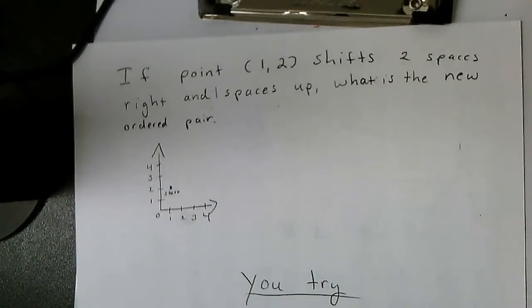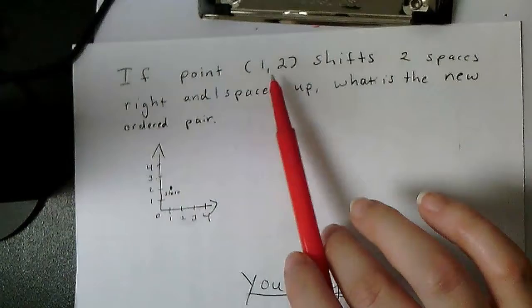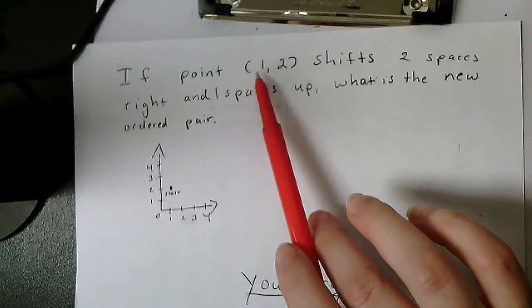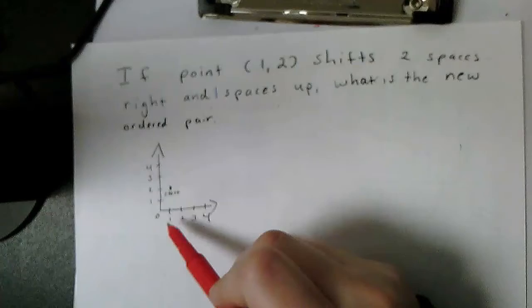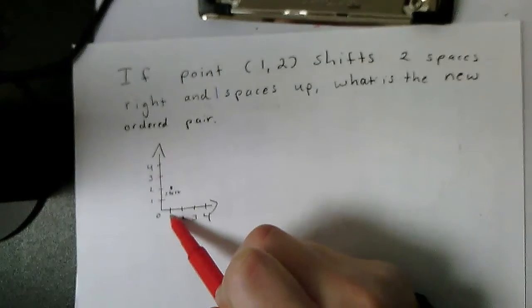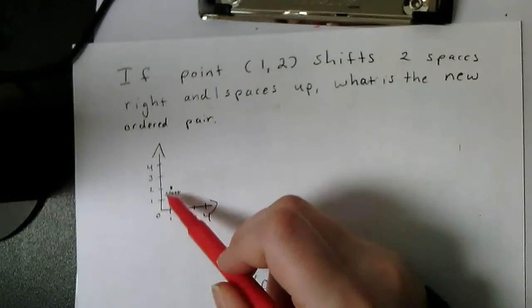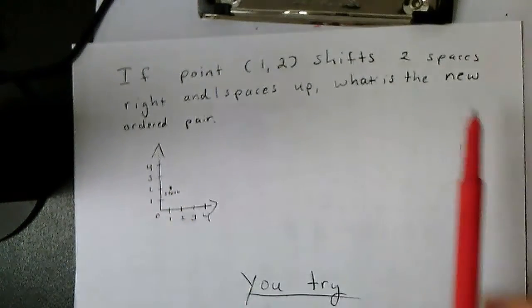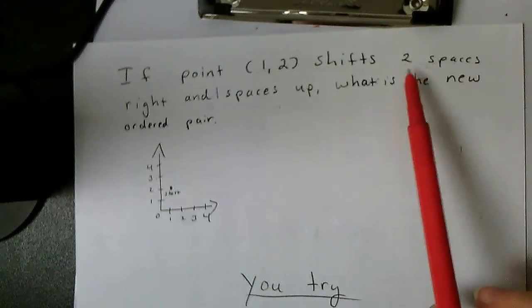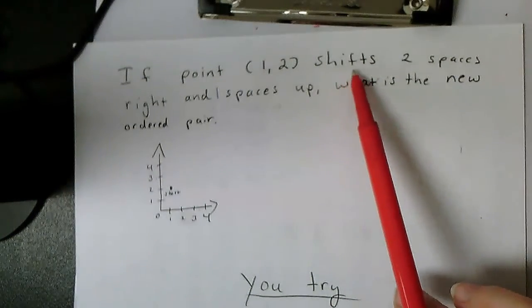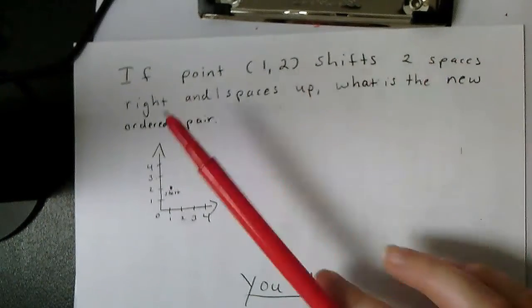So what we're going to need to do, 5th grade, is we first need to see where our point starts at. So our point starts at (1, 2). So we start over 1, because that's our x-coordinate, and up 2, because that's our y-coordinate. So this is where we're starting, and we're trying to figure out where our new space is. So this says that we are shifting or moving 2 spaces right.